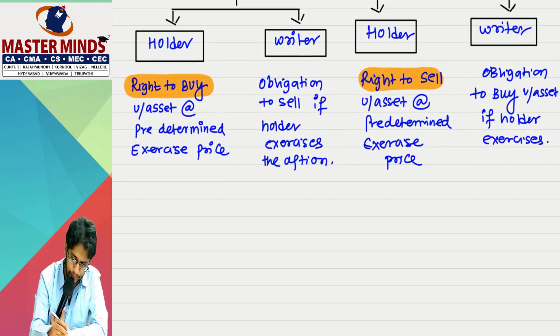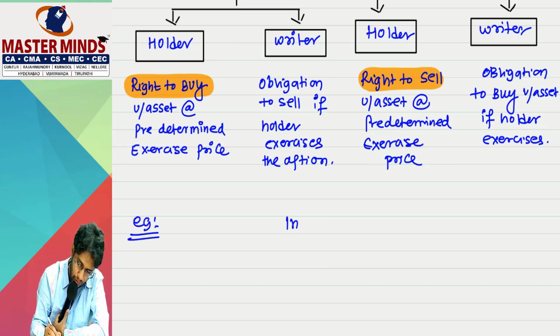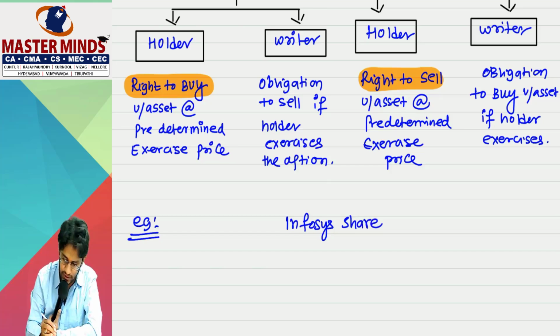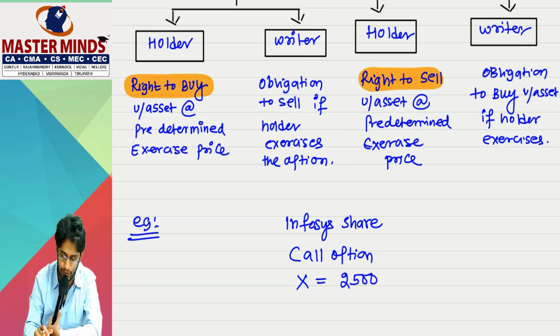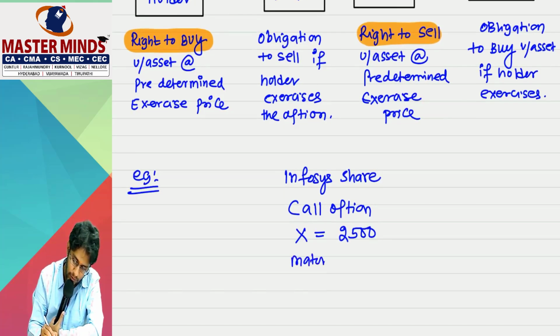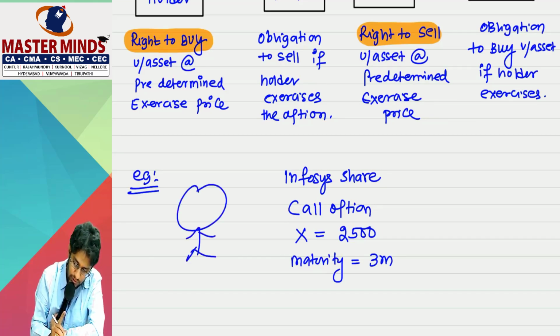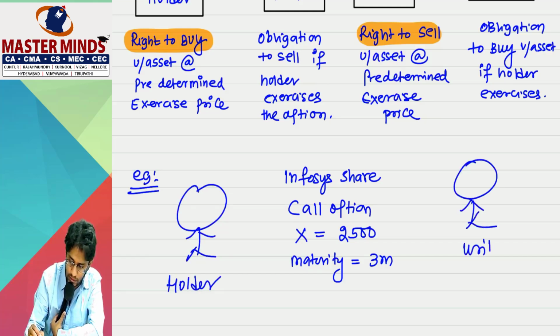Now, let's take an example. Imagine an Infosys share. Based on the Infosys share, there is a call option. X is equal to, let us say, 2500. X stands for exercise price. Maturity is 3 months. This fellow is the holder. This fellow is the writer.